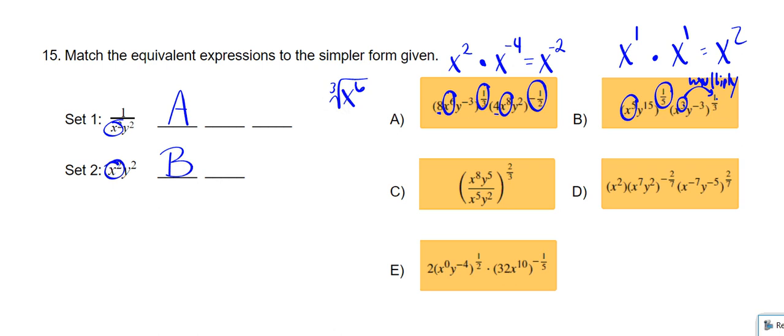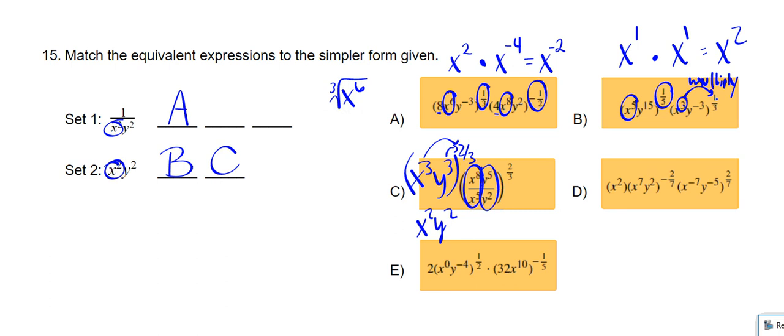All right, next one. Let's simplify this before we mess with the 2/3. So it's going to be x cubed. Just for fun, I'll do this one too. Y to the 5th over y squared. Subtract those exponents. Y cubed raised to the 2/3. So multiply 3 by 2/3, and you get x squared. 3 times 2/3, y squared. And that is down here. I bet D and E are going to be up there.